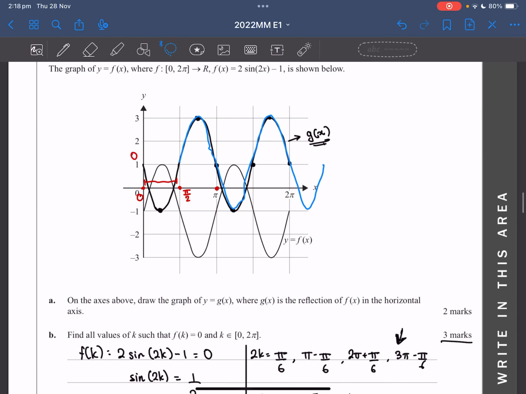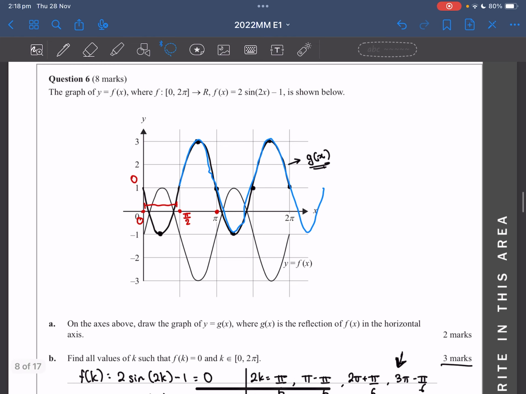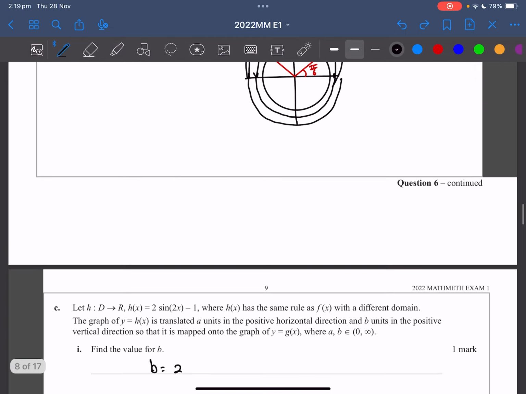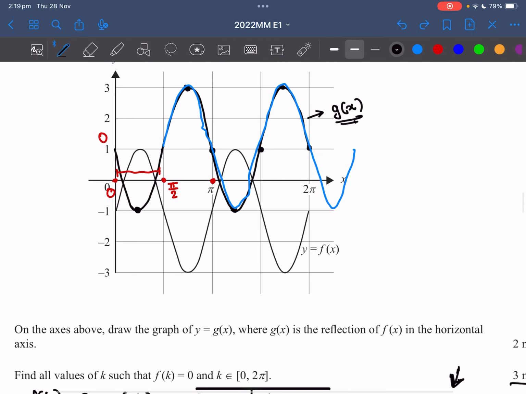We want it to exactly match the graph of g of x, right? So look at this portion over here. This portion of the graph is not quite matching, right? So how do I change the domain of f of x, so that when I apply the following translations, it exactly matches the graph of g of x? What we actually needed was extending the graph like this, essentially.